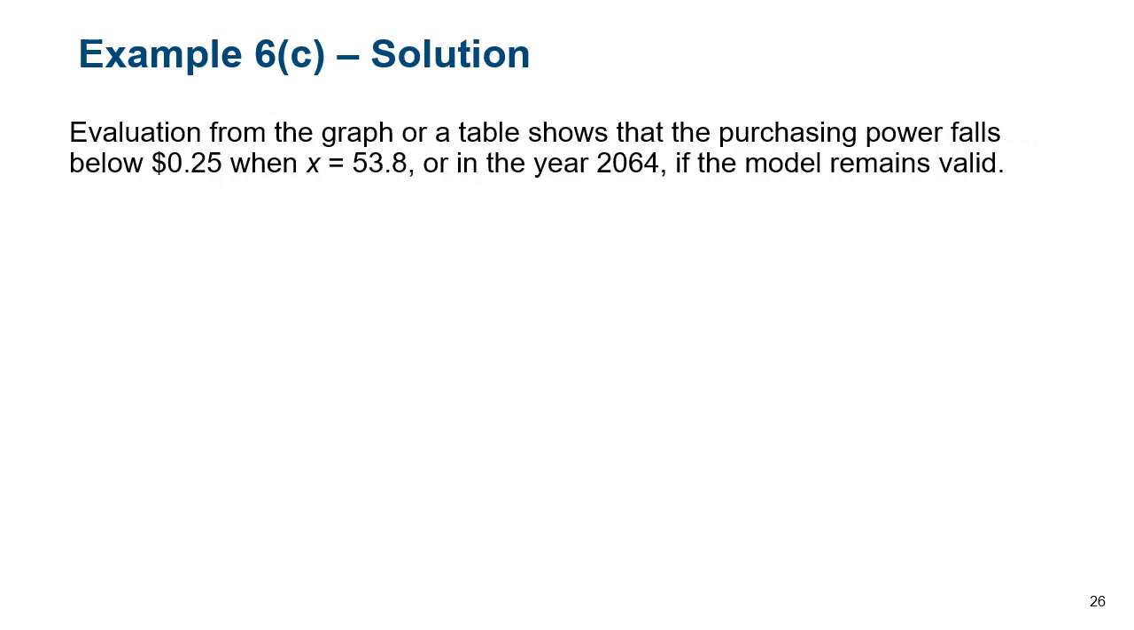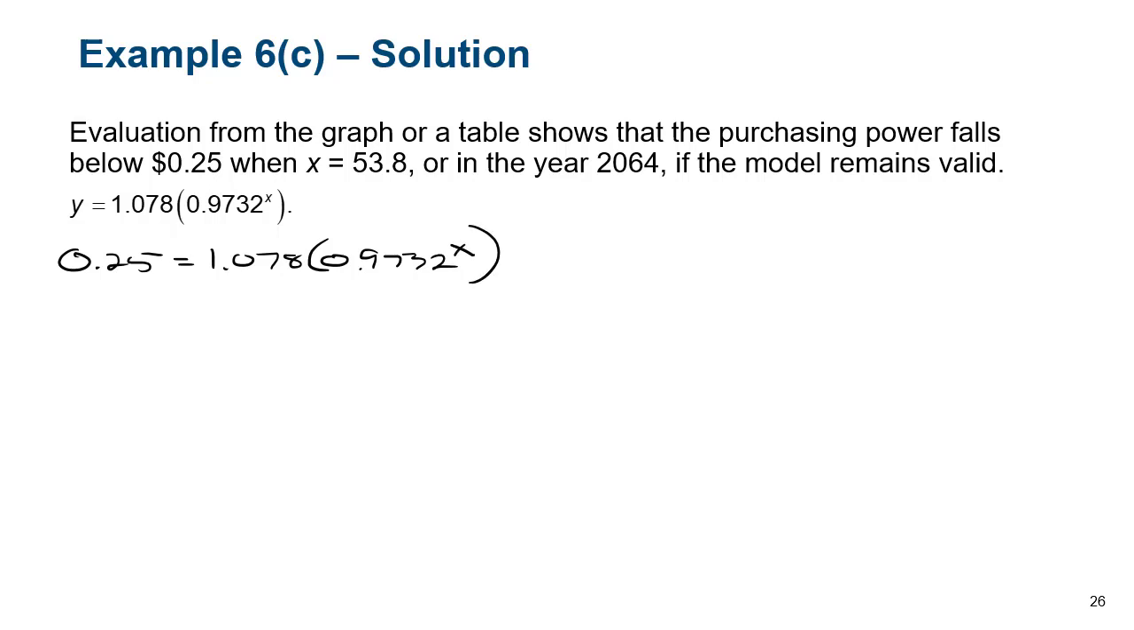And then if we want to know when it's going to be below 0.25, we just have to set it equal to that and solve. So we take our original function, and we set it equal to the 25 cents. So 0.25 equals 1.078 times 0.9732 to the x. And now we have to solve for x. So we would divide both sides by 1.078, so we can isolate this part.